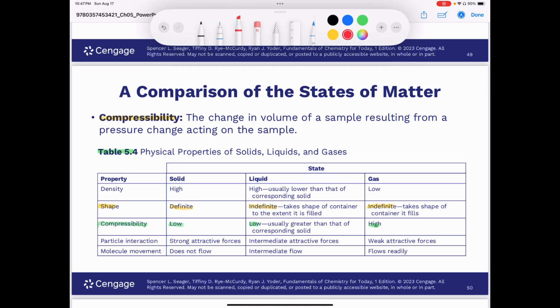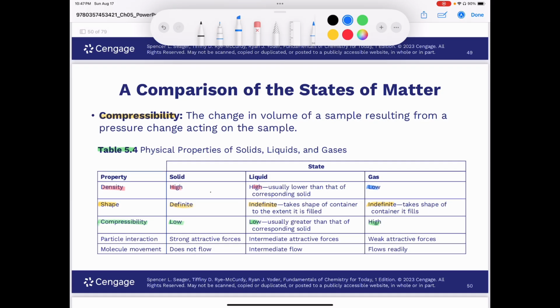If we take a look at density, the densities of liquids and solids are going to be high. Solids and liquids are usually around 1.00 grams per milliliter or greater. They're just going to be a lot higher than gases. Gases have very low densities. Particle interactions in a solid are very strong, in a liquid they're intermediate, and in a gas they're weak.